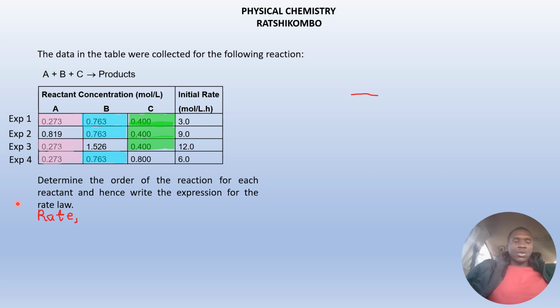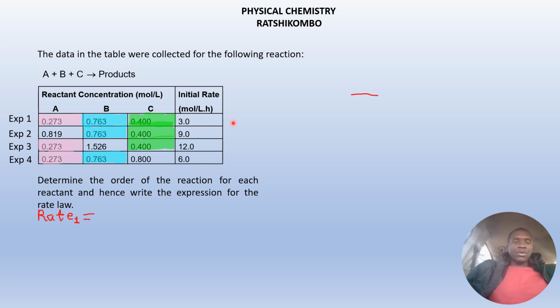Let's say rate 1, meaning that we are talking about experiment 1. In other words, this one here just means that we are talking about experiment 1, so we are talking about this line only. That's what this one here means. It simply means I'm referring to only this line, right?